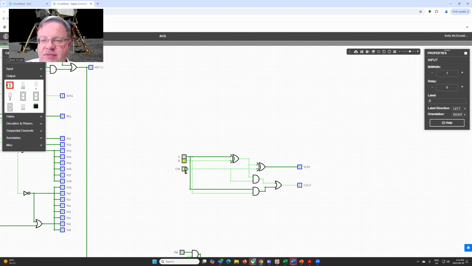If we have all 3 set, so A is 1, B is 1, and C is 1, this is basically 1 plus 1 plus 1, or 3, which is a low bit of 0 and a high bit of 1. So we have a carry.